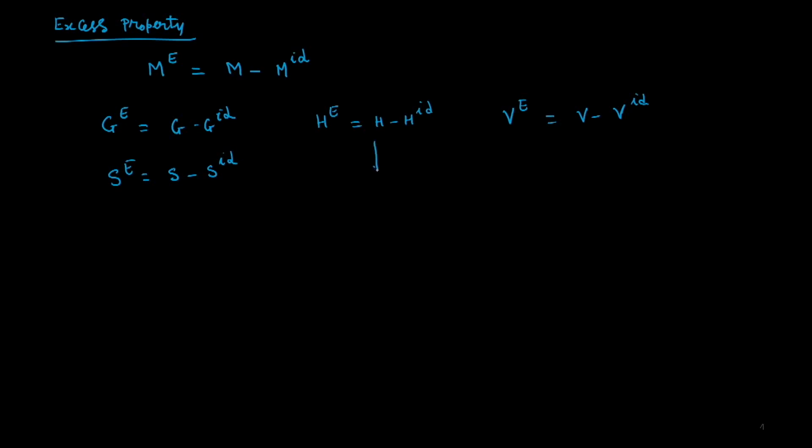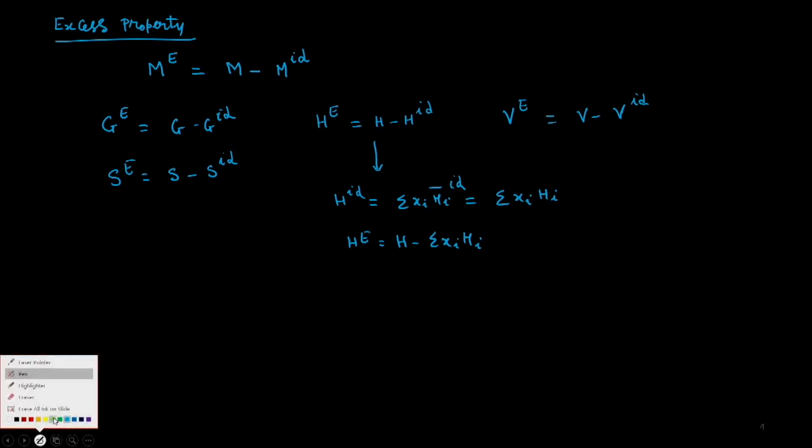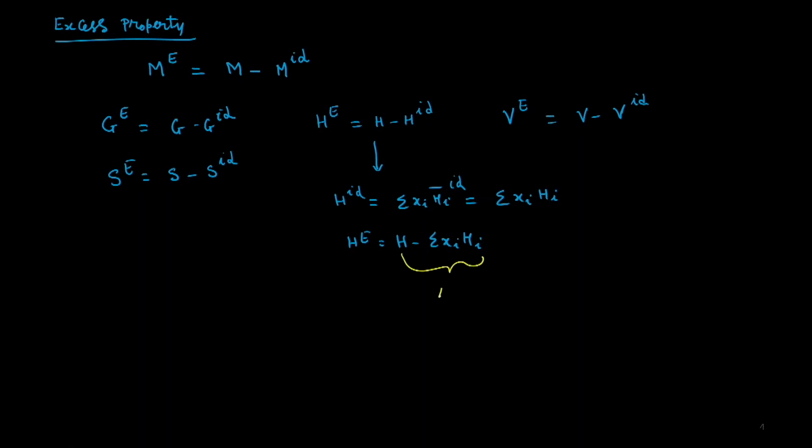And of course, SE, let's write that also, is S minus S for the ideal solution. Now, if you recall, H for the ideal solution is sigma Xi Hi bar Id. This is the summability relation. And in an ideal solution, Hi bar Id is same as Hi for the pure species. So that implies HE is going to be H minus sigma Xi Hi by definition. And recall that this quantity, we have also called it as delta H mixing. So in that sense, HE is going to be exactly identical to delta H mixing.